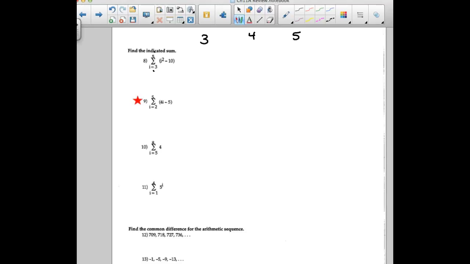All right, so if we put a 3 in there, 3 squared minus 10, 9 minus 10 would be negative 1. If we put a 4 in for i, 4 squared minus 10, or 16 minus 10 would be 6. And if we put a 5 in there, 5 squared minus 10 would be 25 minus 10, or 15. And it says to just add those numbers up. That's what our summation symbol here means. And negative 1 plus 6 would be 5, plus 15, we should get a total of 20.